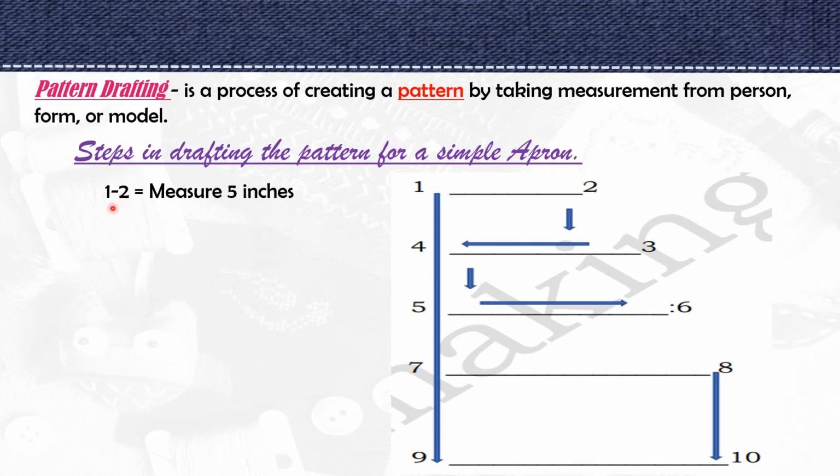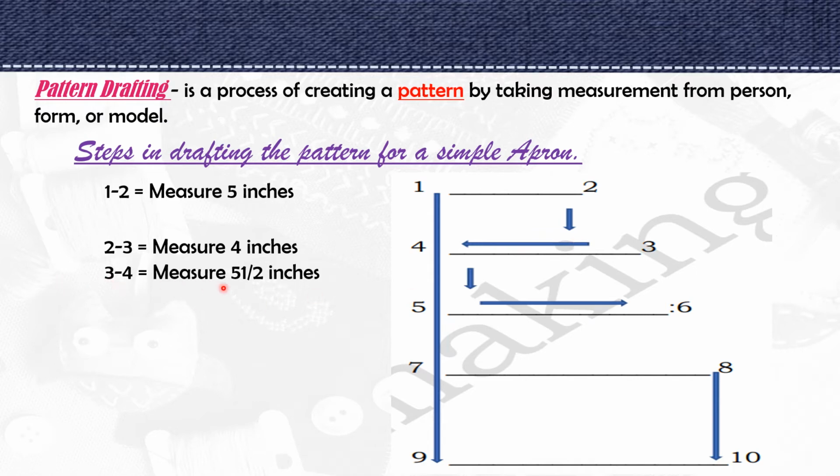So 1 to 2, measure 5 inches. Start from here in number 1, 5 inches. So this is number 2. Second, 2 to 3, measure 4 inches. Starting from 2 down, measure 4 inches and then you will get the number 3.